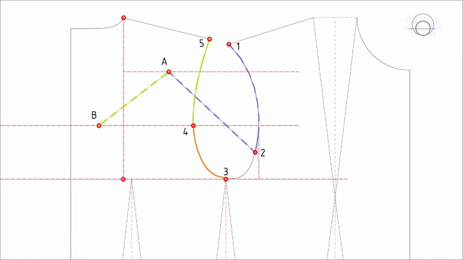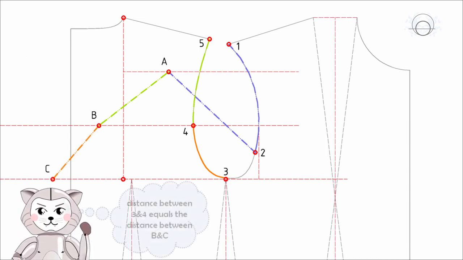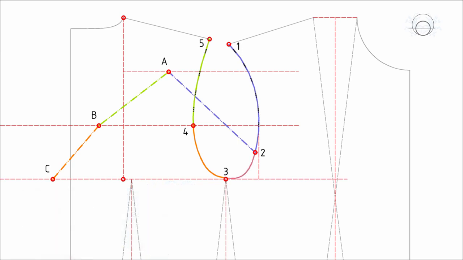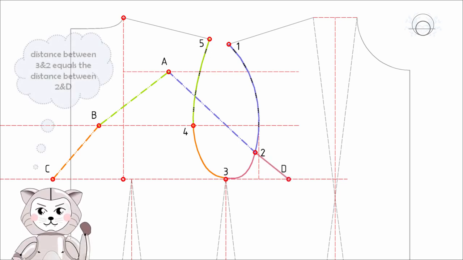Measure the curve length between points 3 and 4. Starting at the point B, draft the segment of the previously measured length, until it meets the bust line. Mark the end point with C. Measure the last segment between points 2 and 3. Draft the measured segment starting at the point 2, until it meets the bust line. Mark the end point with D.